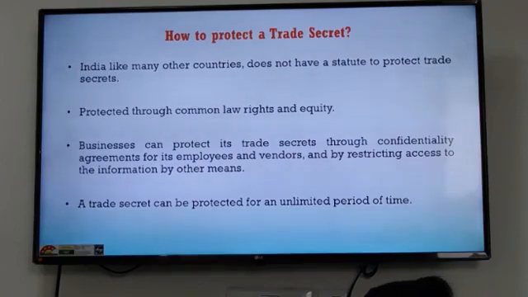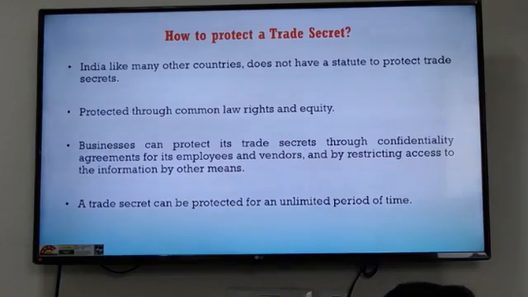So the way trade secrets are protected is through confidentiality agreements for employees and vendors. And you make sure that nobody discloses that information. It can be protected for an unlimited period. And if someone discloses that information, then you essentially take them to court.